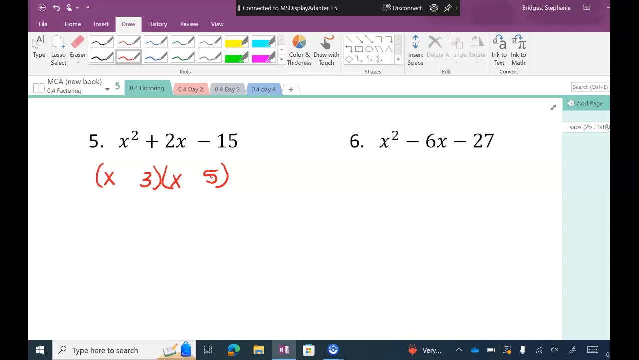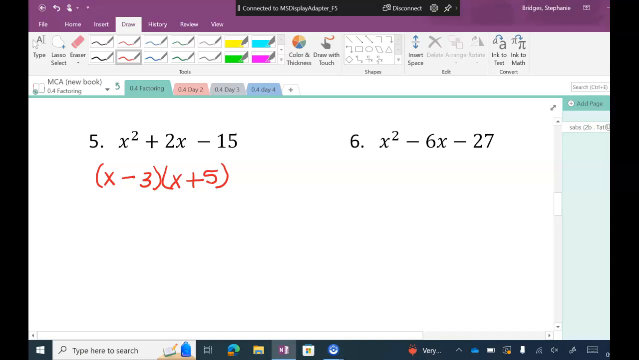Okay, so with this one, when my second sign is a minus, this tells me that my signs are not going to be the same this time. They're going to be different. And what I mean by different is 1 plus and 1 minus. Well, how do I know which one to put where? This first sign goes in front of the bigger number. What is bigger, 3 or 5? 5. So guess what I'm going to put in front of my 5? A plus, which means the minus has to go in front of the 3.